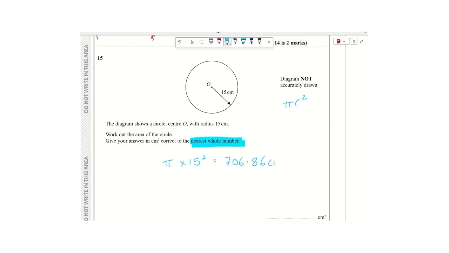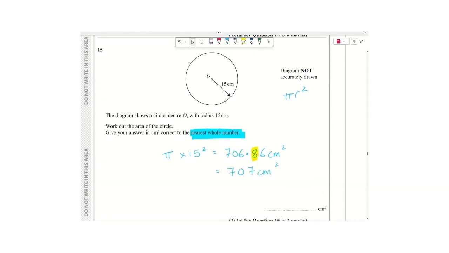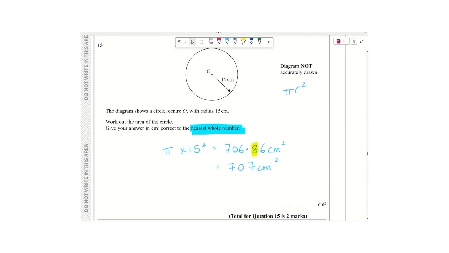706.86 centimetres squared. So to the nearest whole number, because that is a 0.8, so it's over halfway, it's over the 0.5, we're going to round it up. So we have 707 centimetres squared. So that was 2 marks. You would have got 1 mark for getting the 706.86 and the second mark for getting the 707.